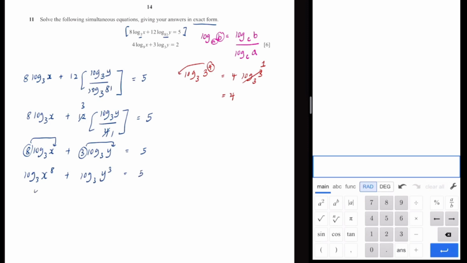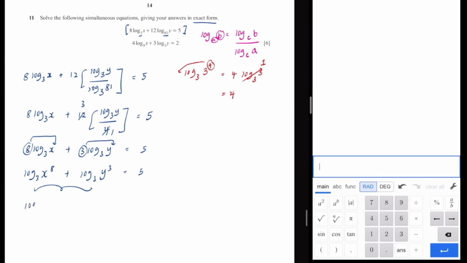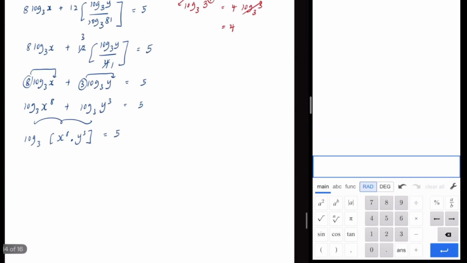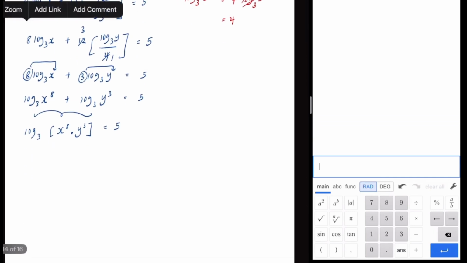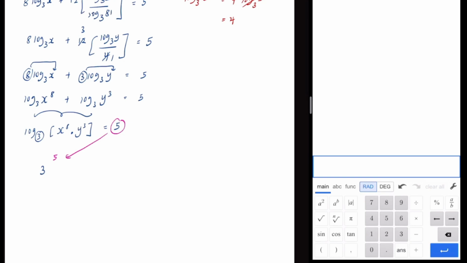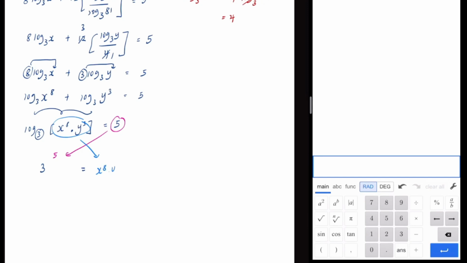Okay, now in order to combine all of them, we have to use the rules of multiplication on the logarithm. So log base 3 of x to the power of 8 times y cubed is equal to 5. Now change this back to index form. How do we do that? Okay, write down the base 3. Move the 5 to the other side, which is equivalent to the entire index, just move it to the left. So that's going to be x to the power of 8 y cubed. So that's going to be your first equation.